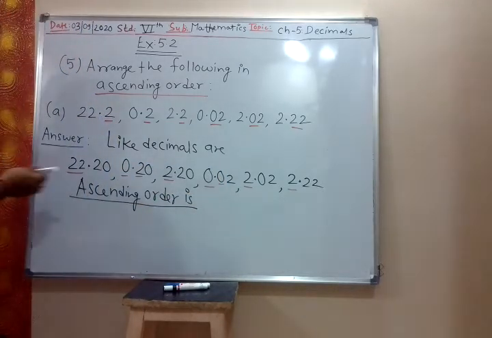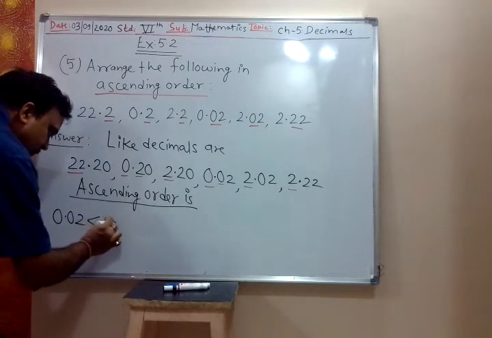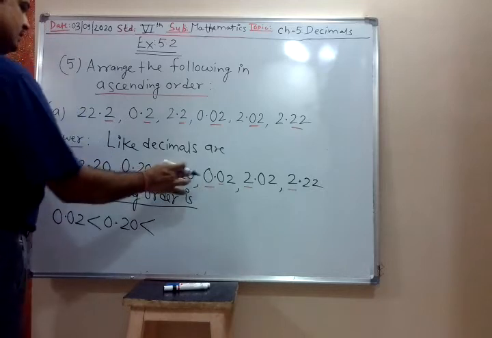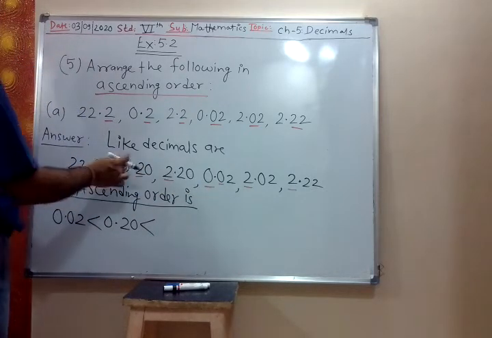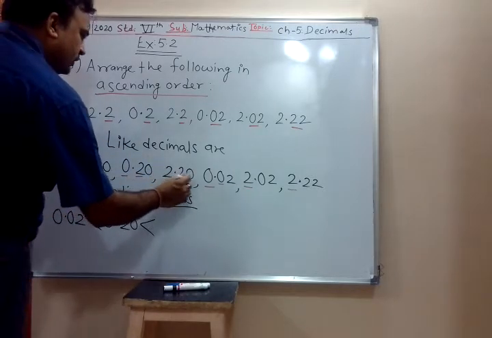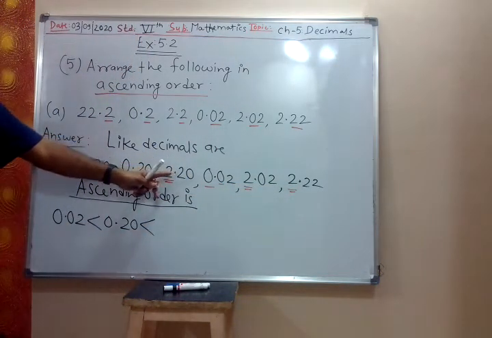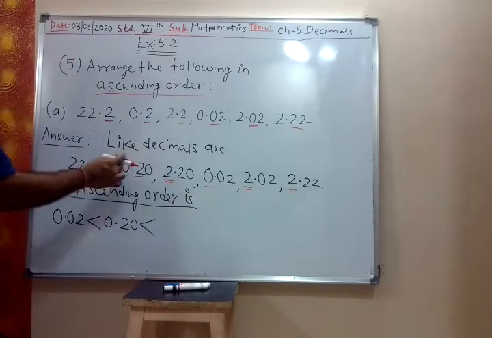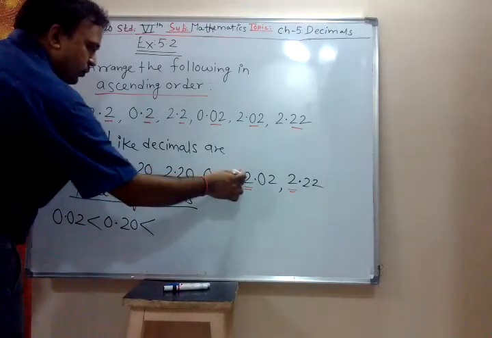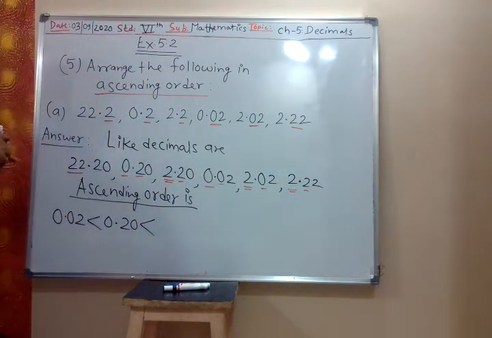So we write 0.02 is less than 0.20. These two we have arranged. Now after 0 it is 2. There we have 2, 2 and 2. Before the point all are the same, so let us compare the numbers after the point. After the point it is 2, 0, 2. So 2.02 is smallest.